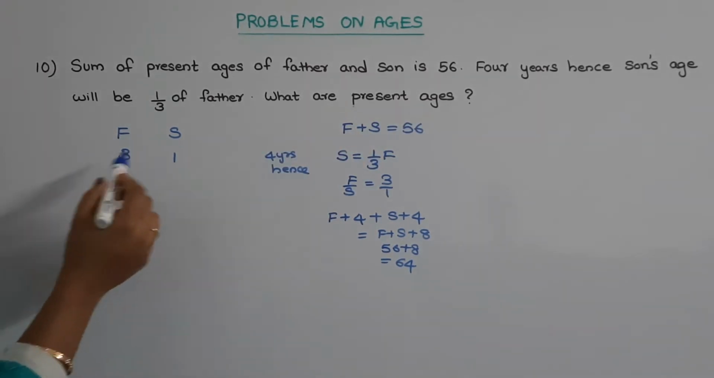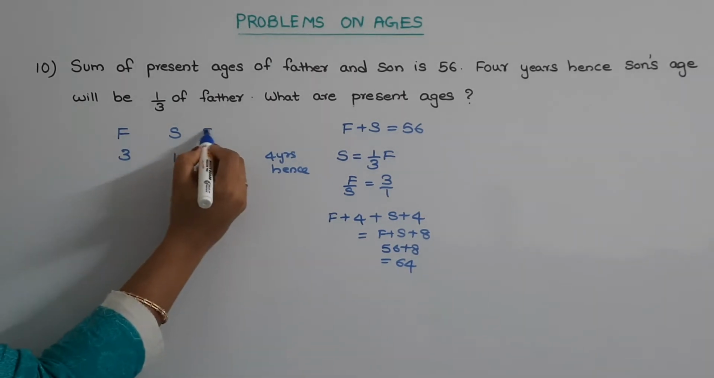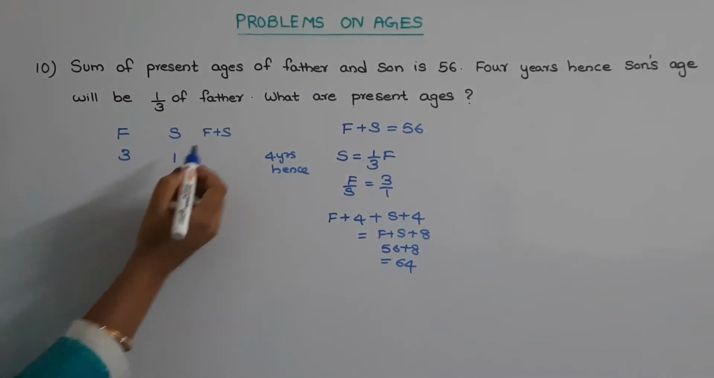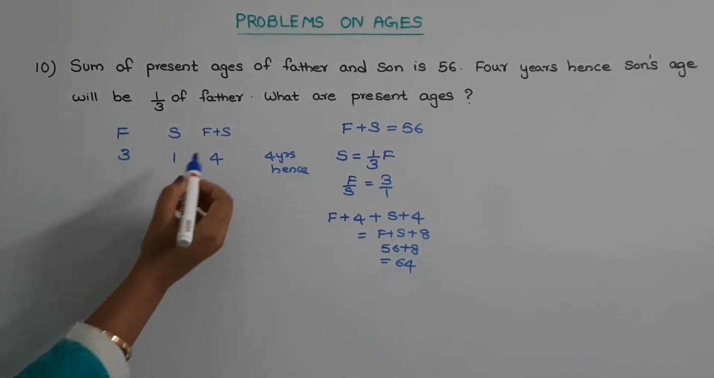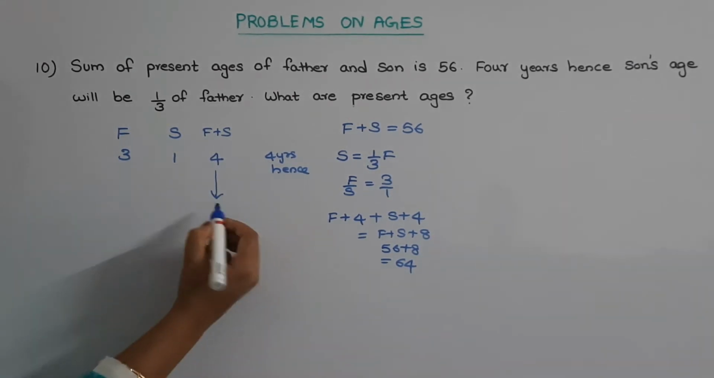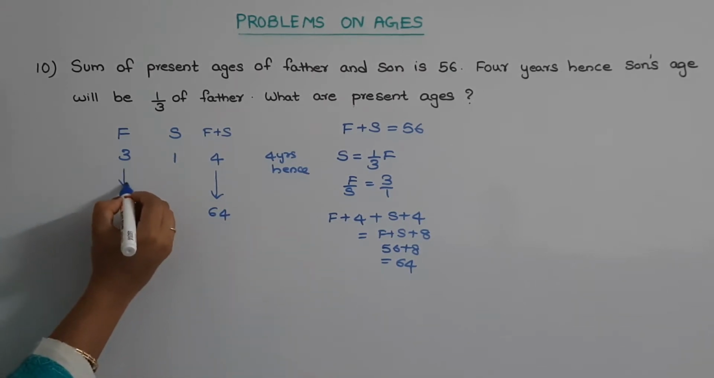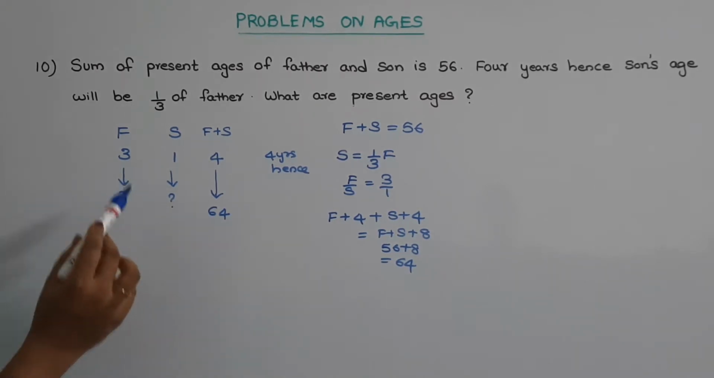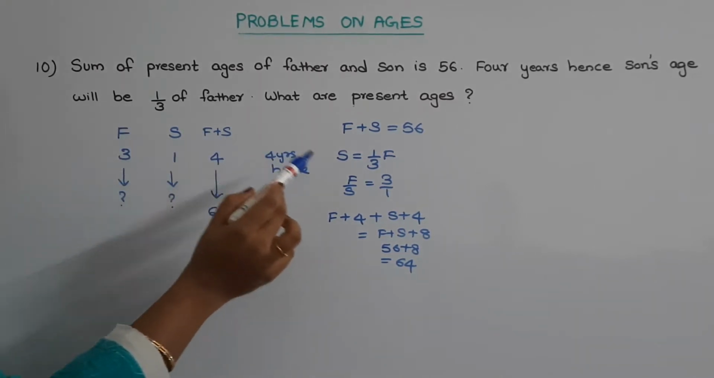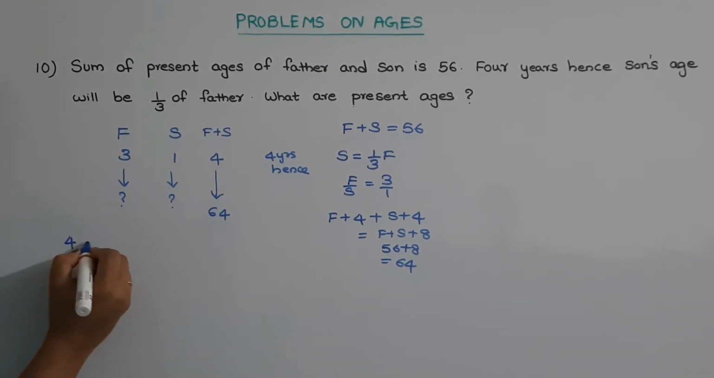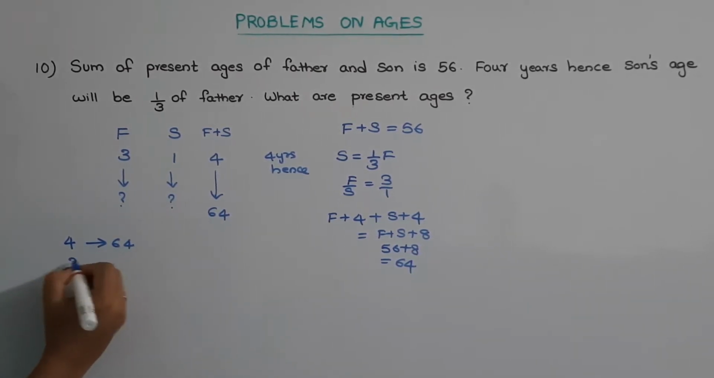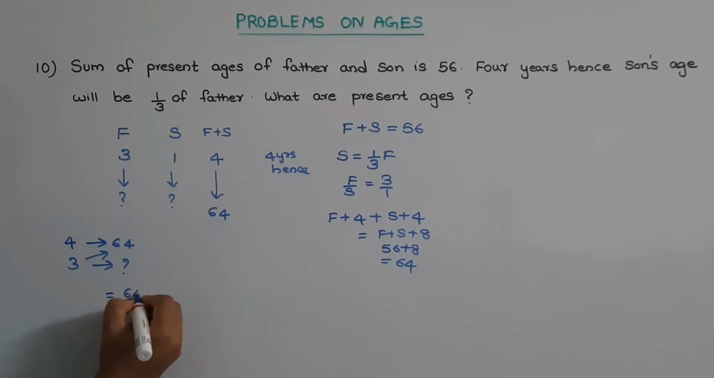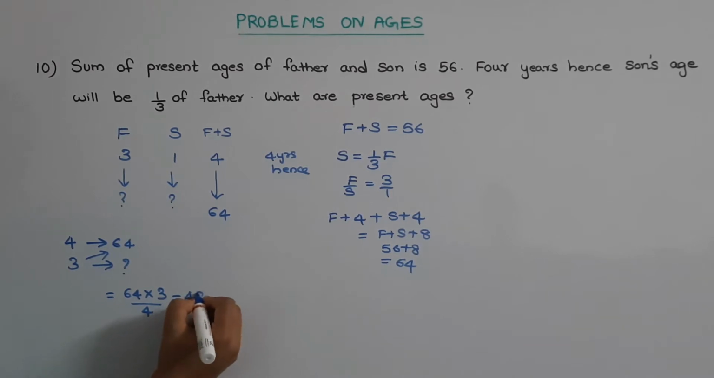Now we have the sum of the ages of father and son after 4 years. Let us find the sum of the ratios of their ages after 4 years. That will be equal to 3 plus 1, that is 4. Now if this 4 can be represented as 64, how can we represent this 3 and this 1? If 4 can be represented as 64, how can we represent 3? This we can find by cross multiplying. So that will be 64 into 3 by 4, that is equal to 48.